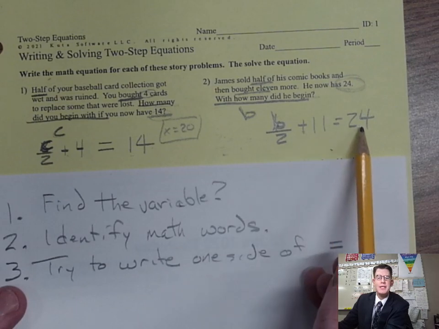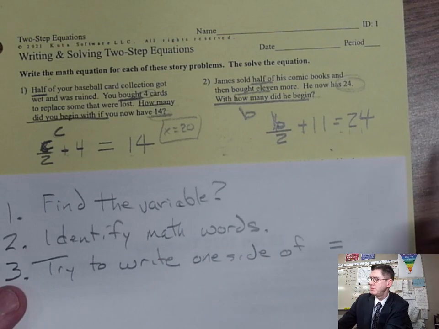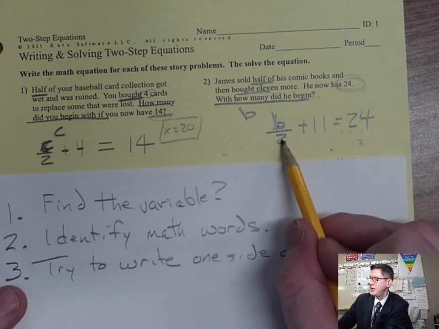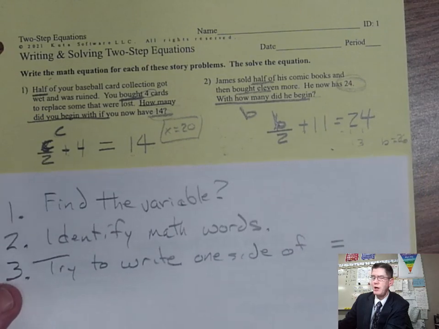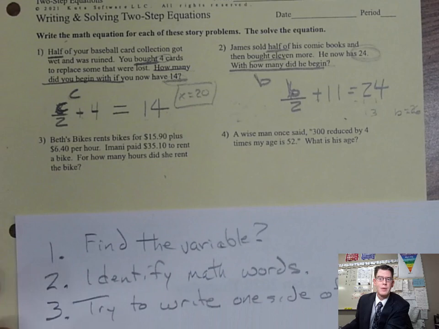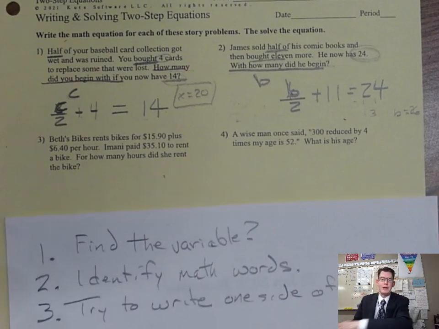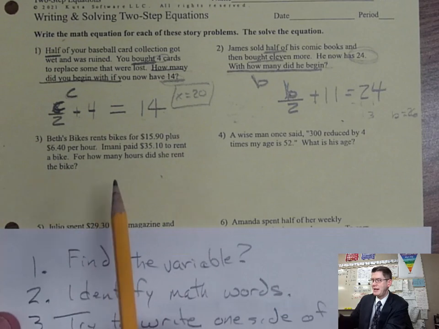When you minus 11 from 24, you get 13, and when you times it by 2, you get 26. So we started with 26 books. Again, the point in this assignment is mainly writing the equations, solving them as that added step.